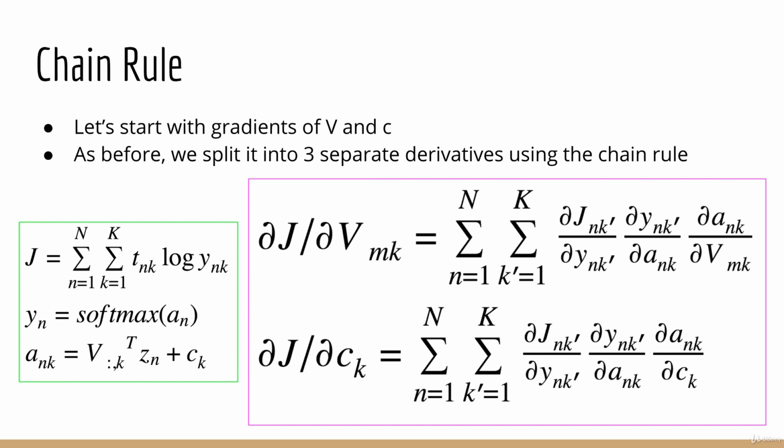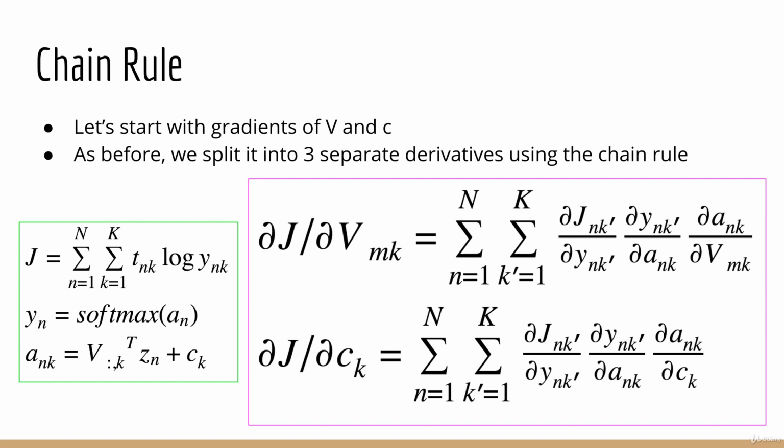Okay, so let's get right to it. We know the steps. Using the chain rule, we can find out which derivatives we have to solve for, and then multiply them all together. So let's start with V and c. Luckily, because we already did this for logistic regression, it's very easy to just copy what we had before. Remember that this is because we have composite functions. J is a function of y, is a function of a, is a function of V and c.